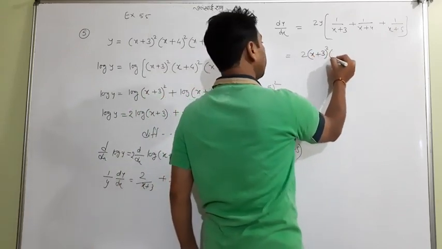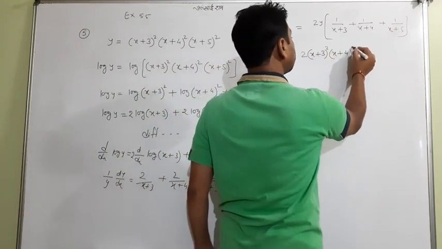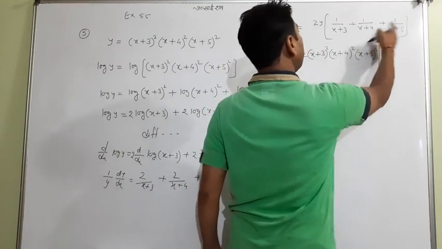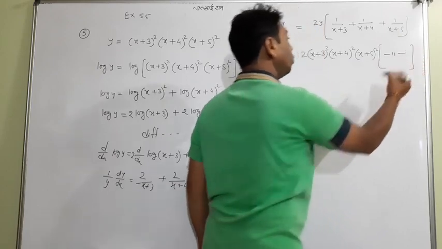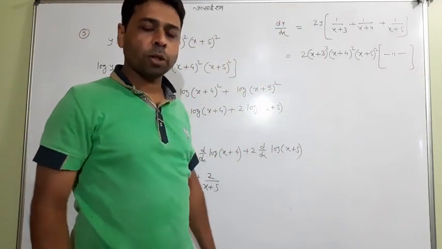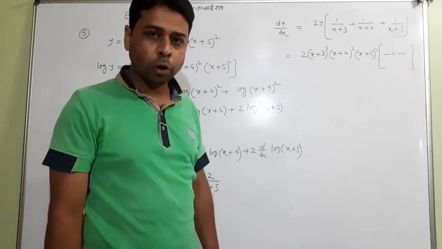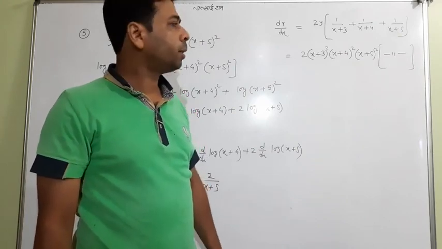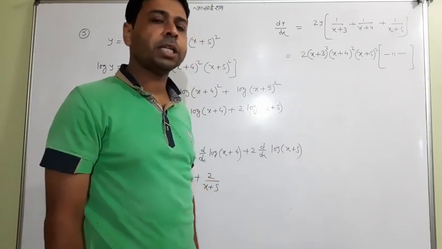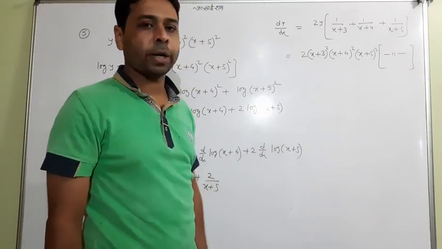(x plus 3) square, (x plus 4) square, (x plus 5) square, and this whole will come here. Please write it by your own. This is going to be your answer. This will not match the answer at the back of the book. Actually, in the book I remember that they simplified the answer, but it is not necessary. You can drop your answer right here.